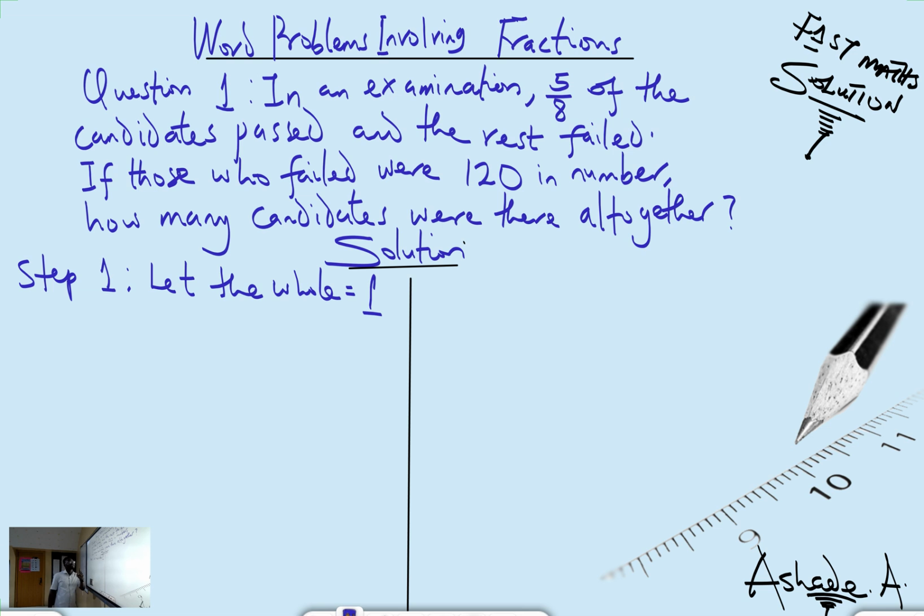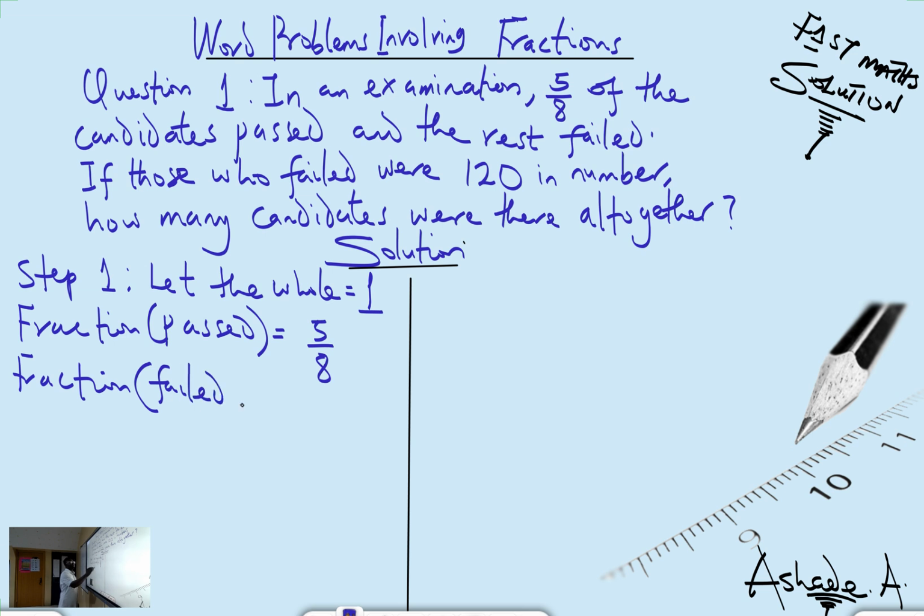So in the question we were told that 5/8 of the candidates passed. So the fraction that passed is 5/8. Don't forget, we have established that the whole is 1. So out of the whole, which is 1, 5/8 of the candidates passed. We need to find the fraction of the candidates that failed. So the fraction that failed will be 1 minus 5/8. We subtract that 5/8 from the whole.